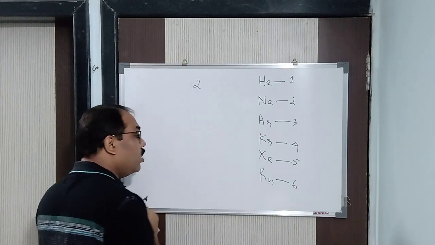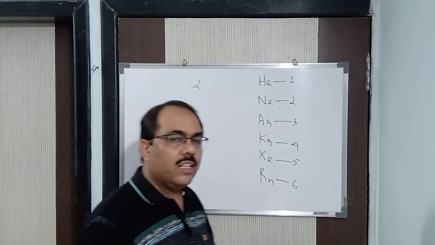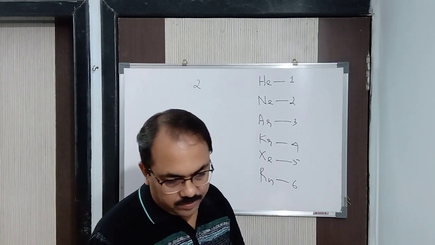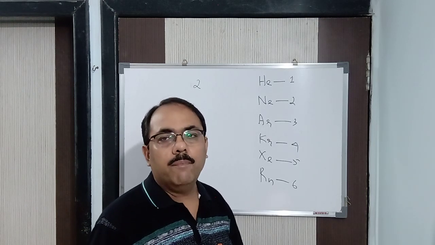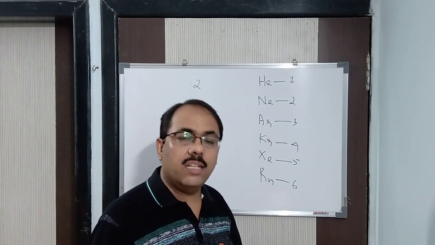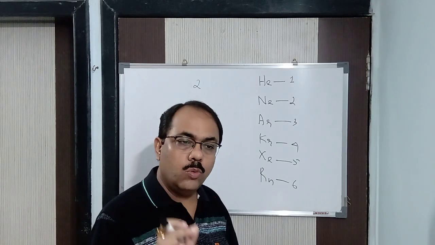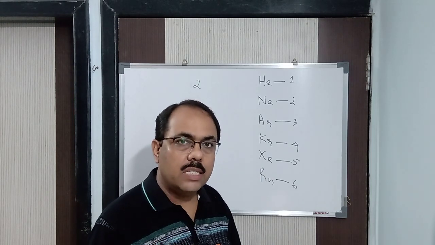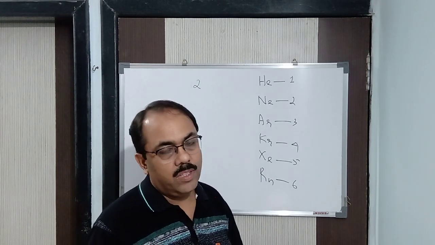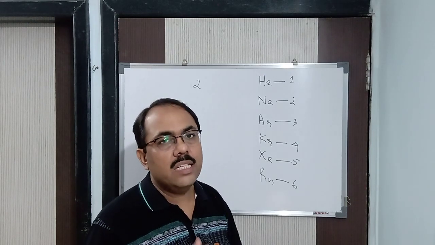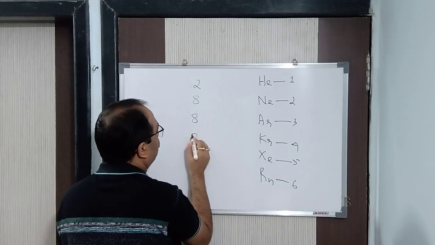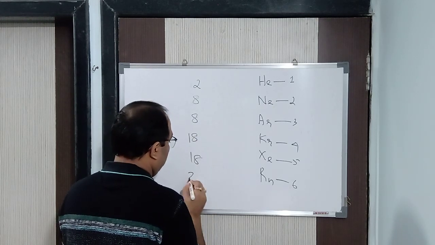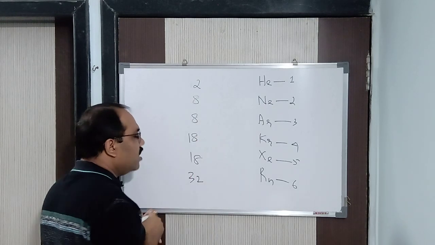Now, how to remember it? You write the magic number. You might have studied it in the lower classes, in class 10. Magic number means nothing but 2, 8, 8, 18, 18, 32. This is the magic number: 2, 8, 8, 18, 18, 32. What is this magic number?